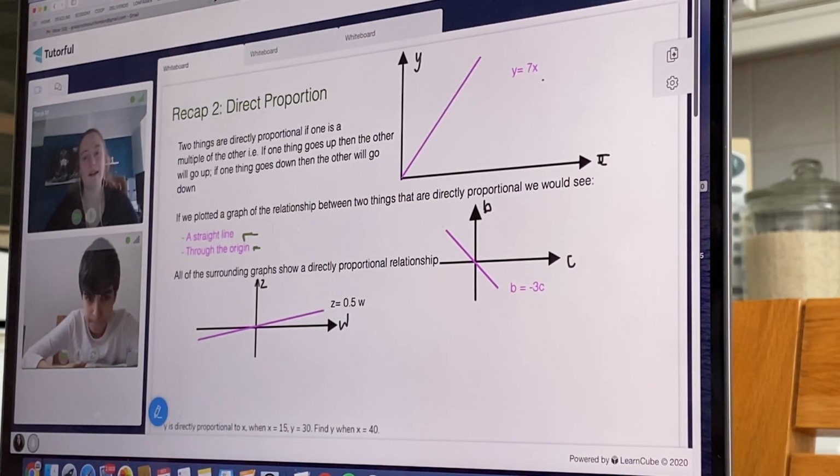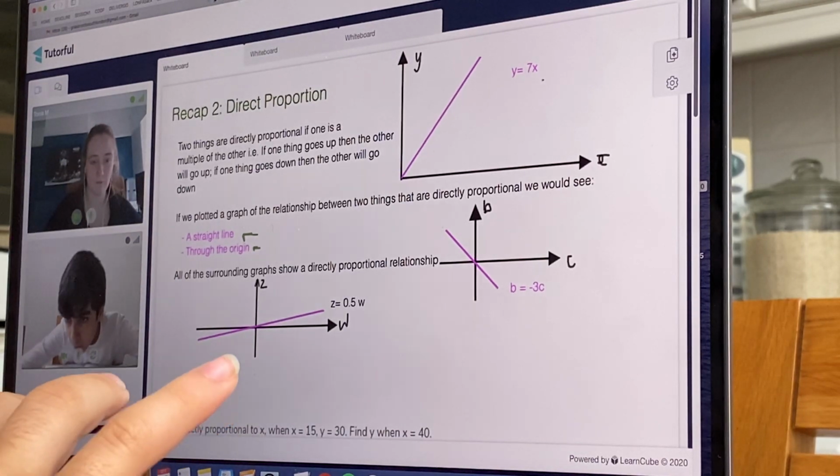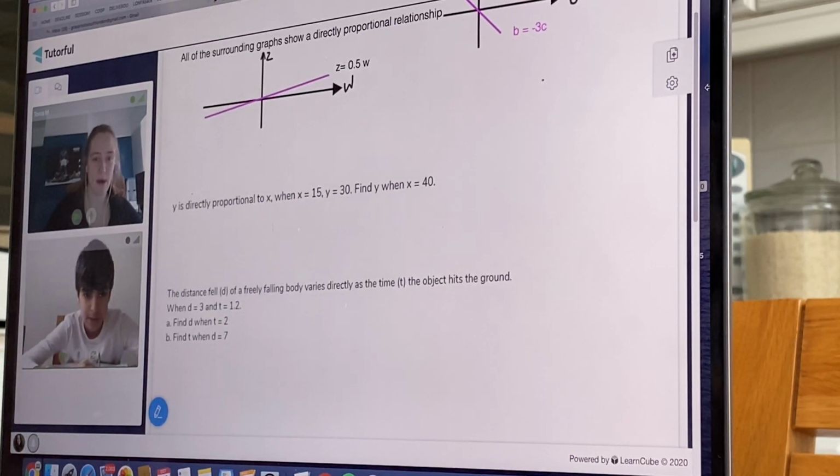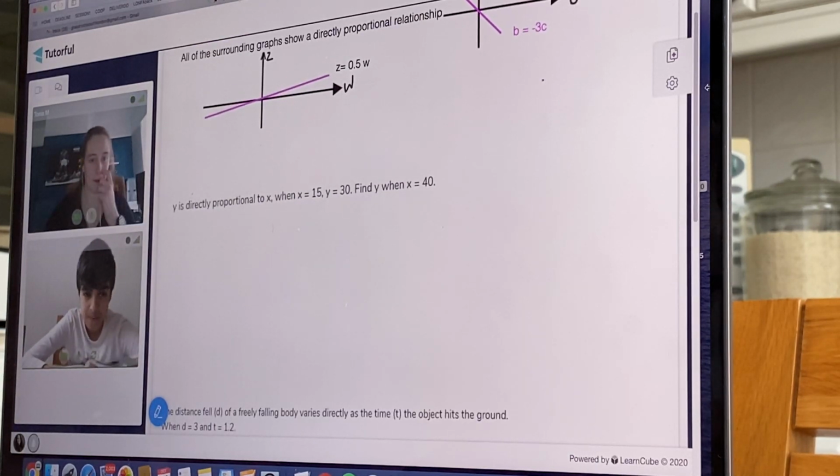You don't necessarily need to remember this. This is just something that might be useful to know. So we'll start off by having a look at these questions first. I've got 4 questions, and we'll see if we can remember the method. I'll help you through.